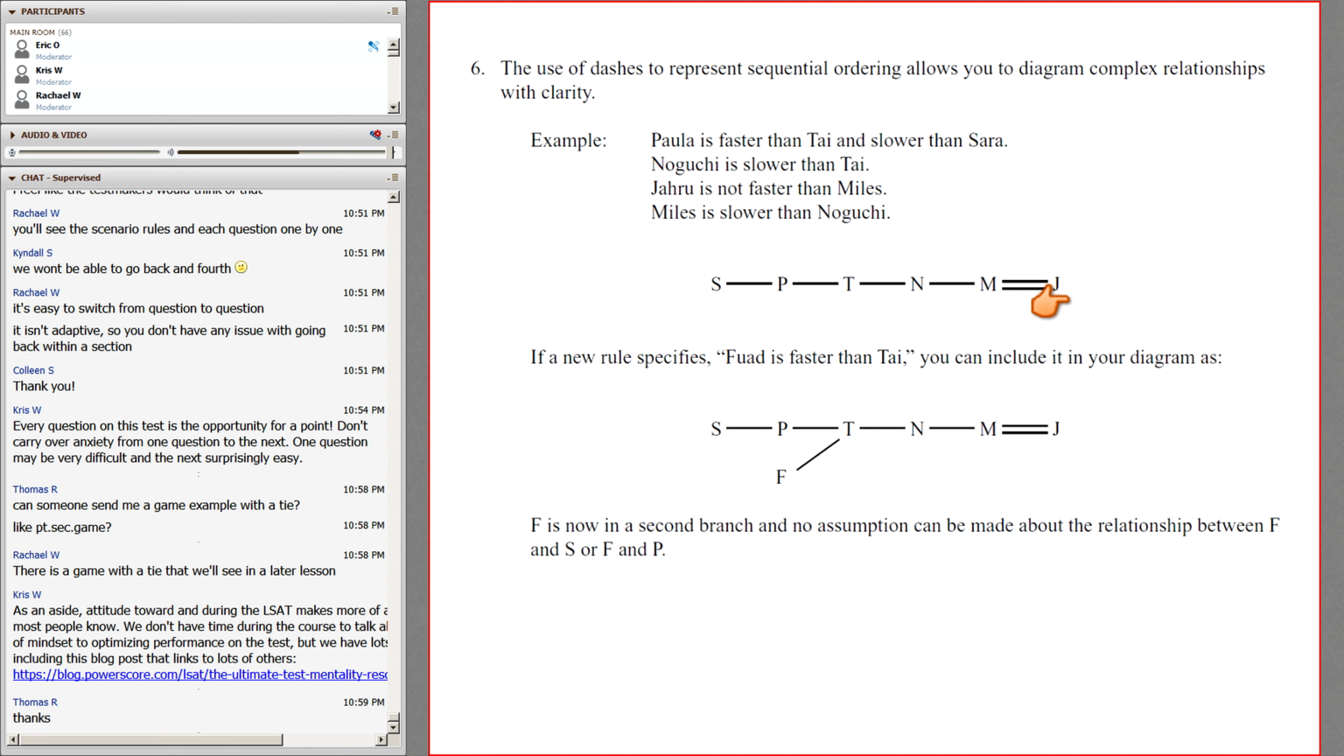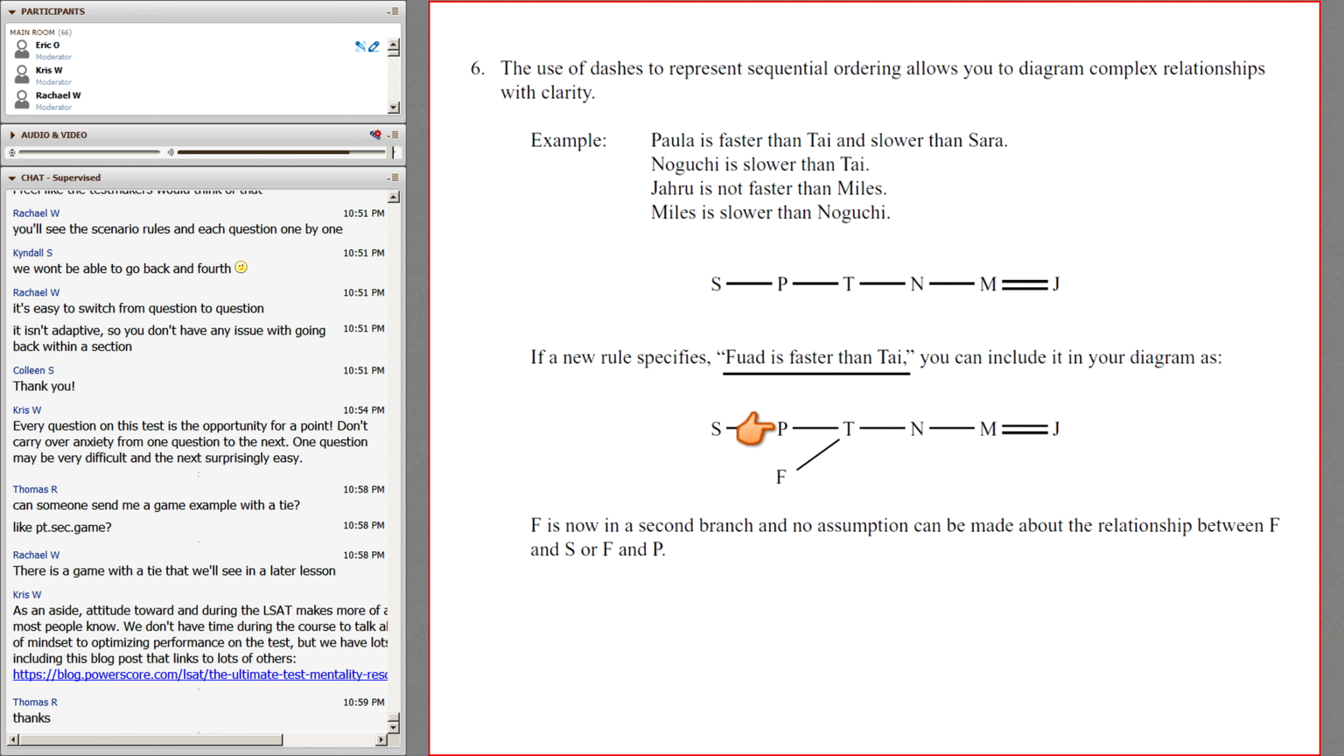Okay? But now let's say you get a local question that says, what if Fuad is faster than Ty? Well, if you're trying to make the proper inferences from that, guys, you've got to make sure and represent it accurately. So Fuad is faster than Ty. Make sure you draw another, basically a double branch vertical off of this chain. And if Fuad is faster than Ty, that definitely proves that he's faster than all these people that are also slower than Ty. So we can make those inferences legitimately.